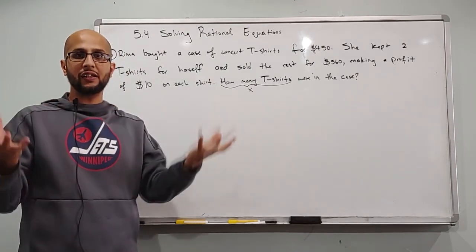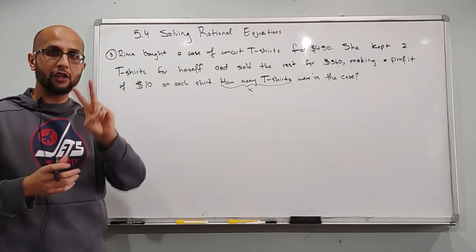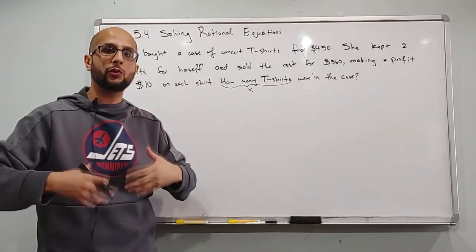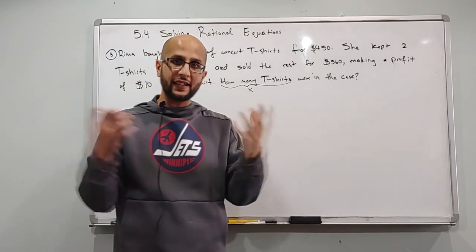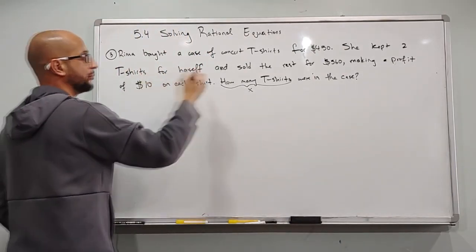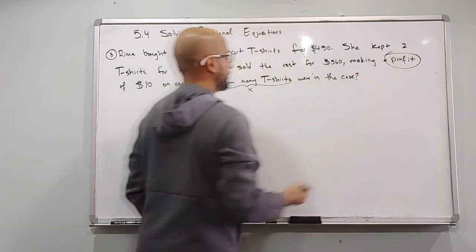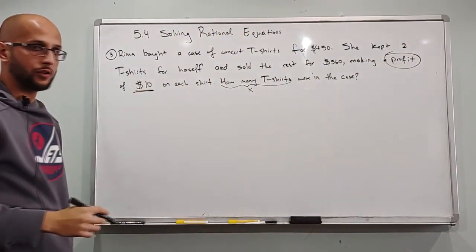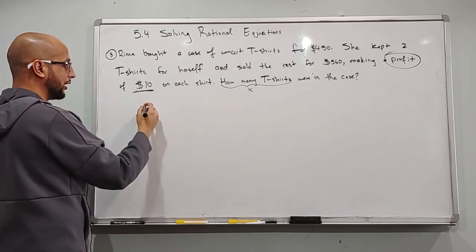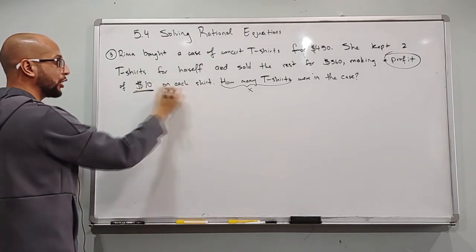When you're trying to come up with an equation, you want to find some quantity that relates everything that's going on. In this case, I could break it down into 2 parts. The first part is when she bought it, and the second part is when she sold it. The one thing that connects the buying and the selling is the word profit, and there's a profit of $10.